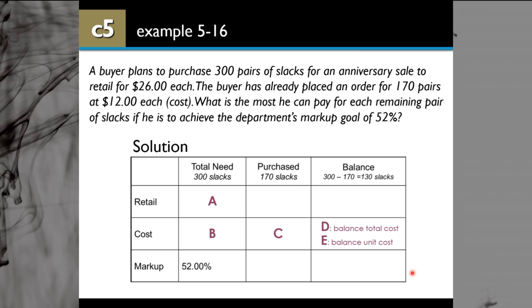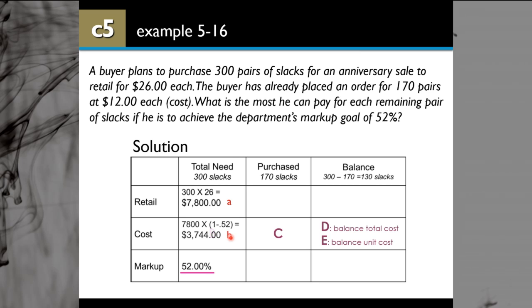You can calculate from your total needs at retail. That's going to be the total number of the items multiplied by the retail price, and it's given in the question. So 300 pairs multiplied by your retail, which is going to be 300 multiplied by 26. You got this $7,800 as your retail for total needs. Now you can calculate your total needs at cost, which is going to be your total needs at retail multiplied by your cost percentage. And your cost percentage can be calculated based on your retail percentage and markup percentage.